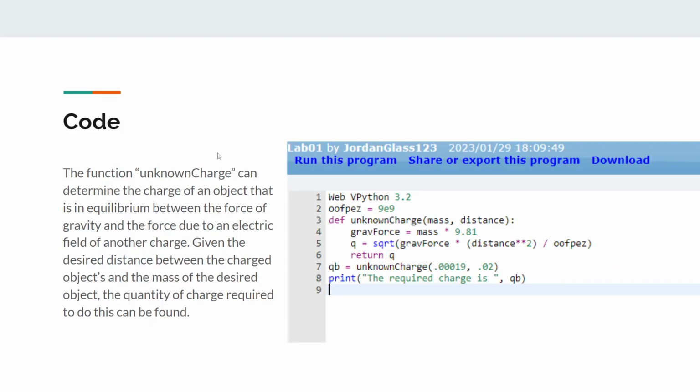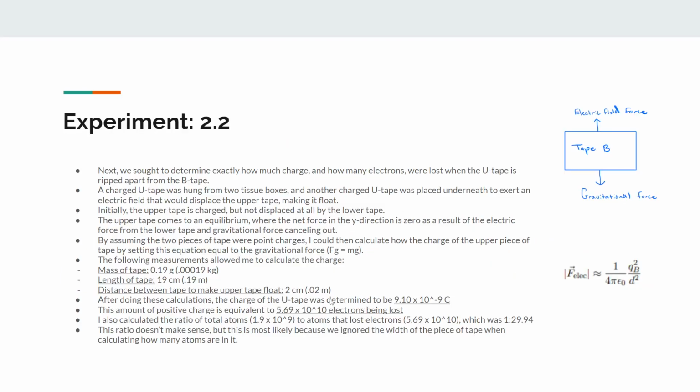For the coding part, I made this method called unknown charge, which takes in a mass and a distance. You put in the mass of an object and the distance you want it to displace from another object, and it determines how much charge the object would need to have to displace that amount. When I ran this function, it gave me the same number right here.